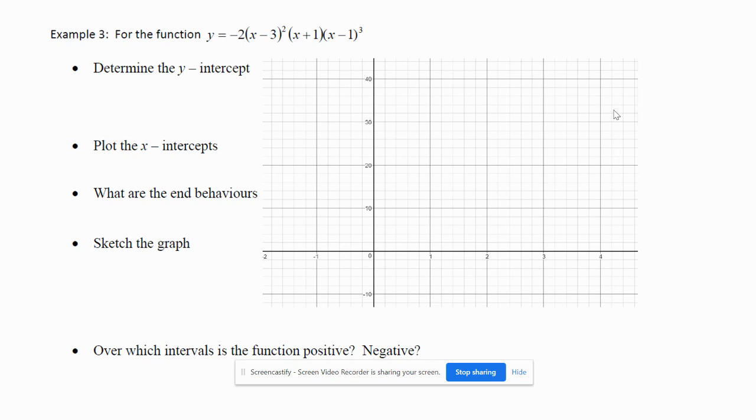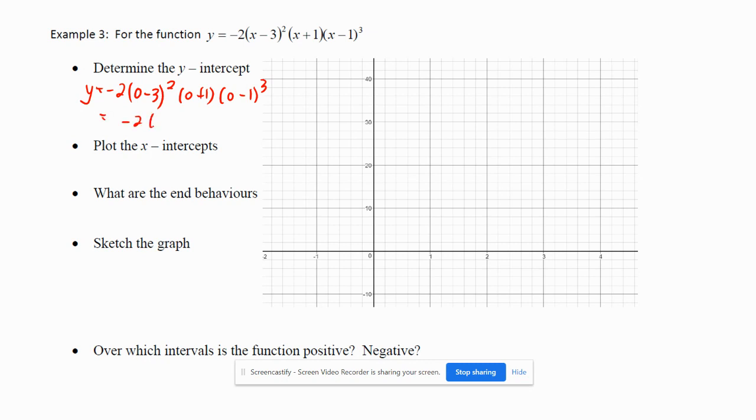Example 3. For the function, determine the y-intercept. So for y-intercepts, we want to make x equal to 0, and that will give us our y-intercept here. So we're going to go y equals negative 2 times (0 minus 3) squared, times (0 plus 1), times (0 minus 1) cubed.